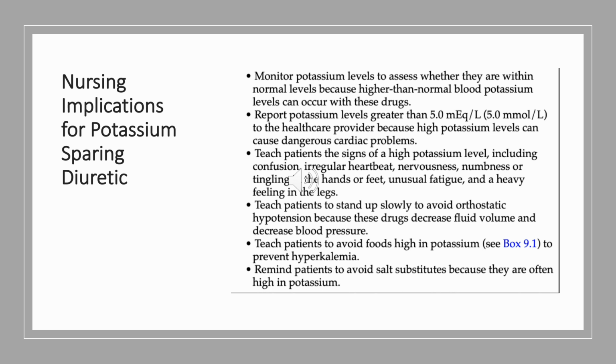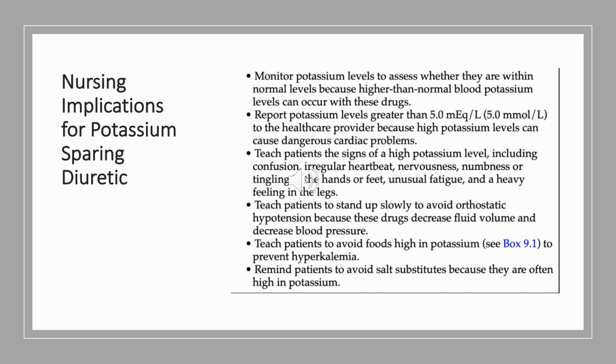The nursing implication for potassium-sparing diuretics is to monitor the potassium levels to assess whether they are within the normal levels, because higher than normal blood potassium levels can occur with these drugs. Report potassium levels greater than 5.0 mEq per liter to the healthcare provider because high potassium levels can cause dangerous cardiac problems.